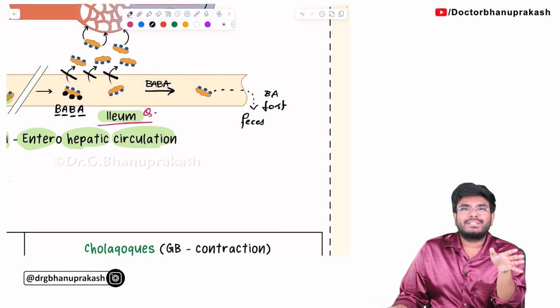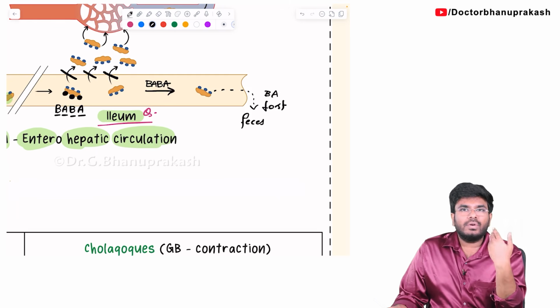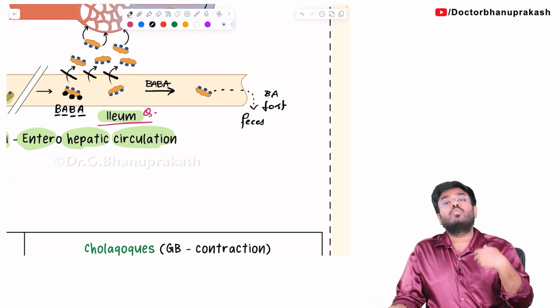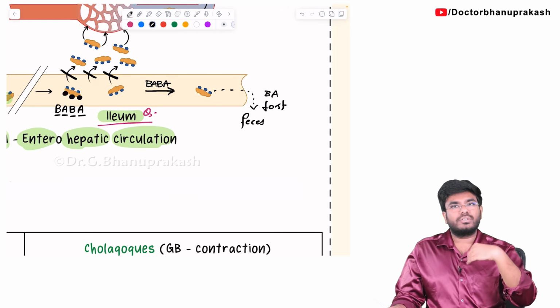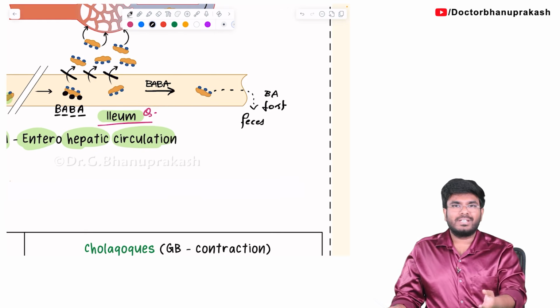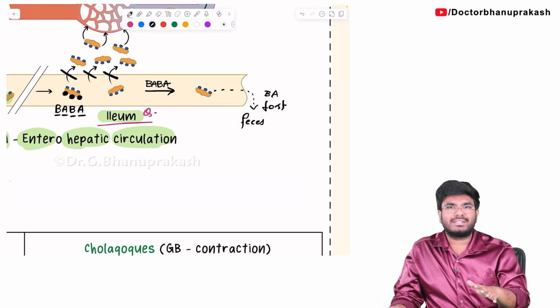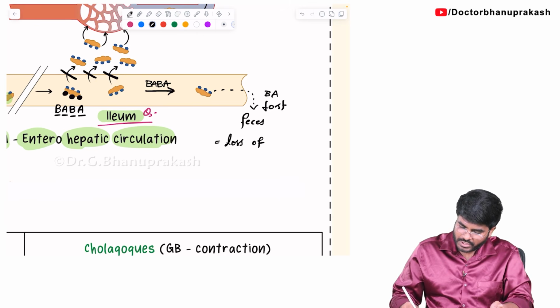So bile acid loss means cholesterol loss. I have told you bile acids are made from cholesterol. Now every day you are losing the bile acids out of your body. If you are losing the bile acids, you are losing the cholesterol. The body has to produce new bile acid from the cholesterol, again loss. The liver is producing the bile acid from the cholesterol, again loss. So every day, losing the bile acids is equal to loss of cholesterol.